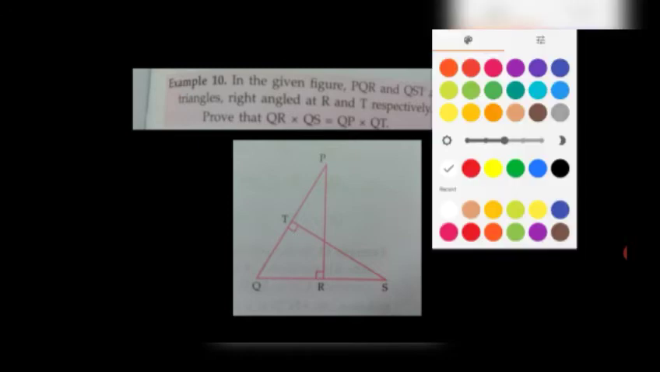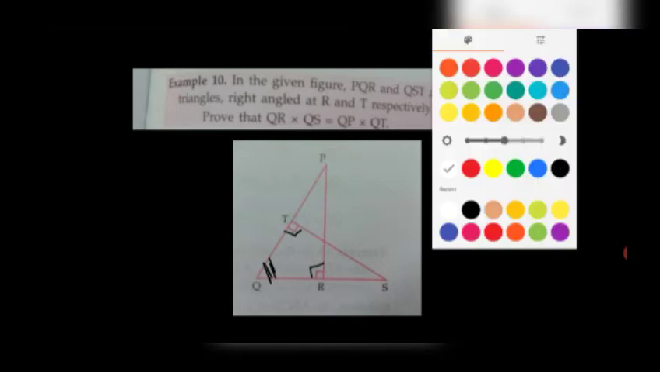Very easy sum. If you see this angle is equal to this, let me use another color. Black would be nice, no? This angle is equal to this angle. This angle is equal to again this angle, that is common from these two. So two angles are equal. So what we can say now? We can say PQR is similar to QST. Understand? PQR is similar to QST.